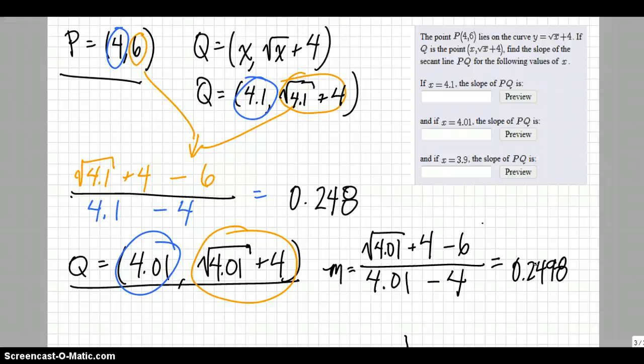They're going to have different values, not the 4.1 going in and the 4.01, but I think it's a 3.9 here and then a 3.99.